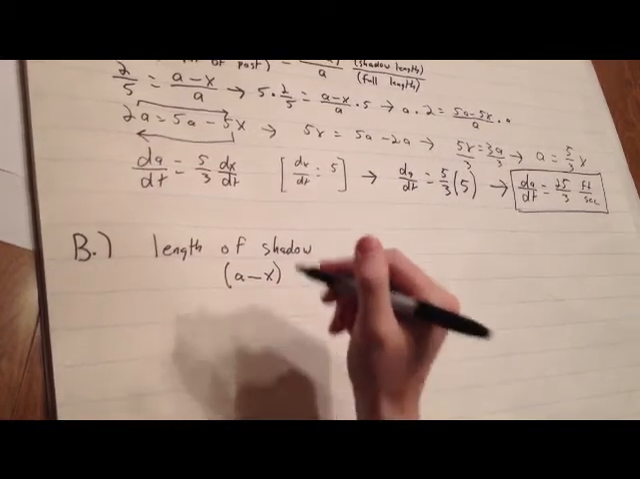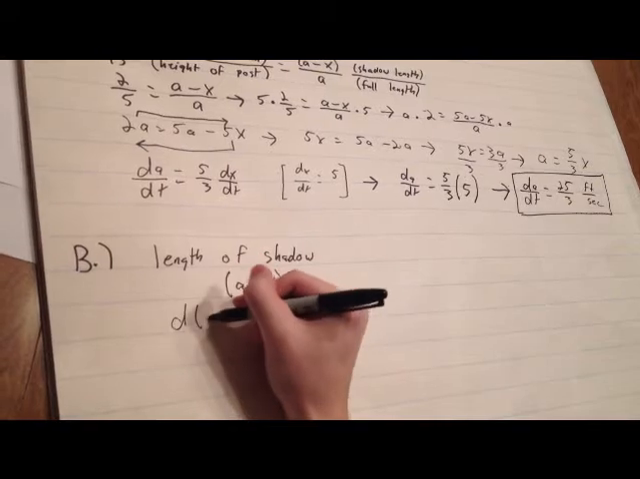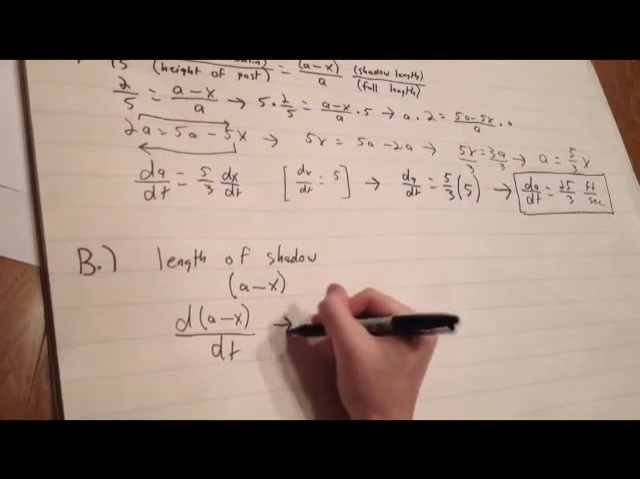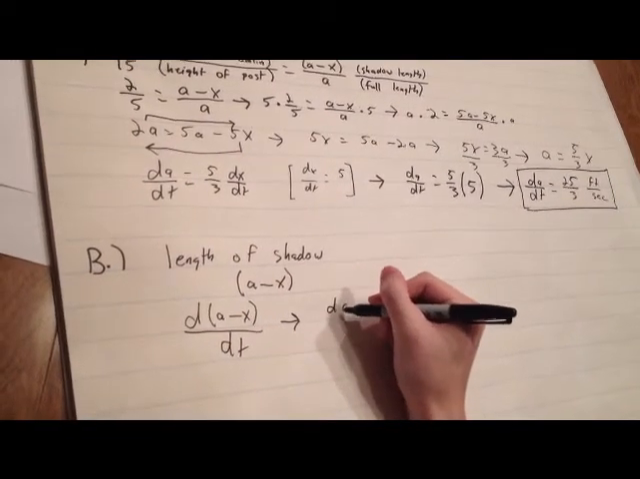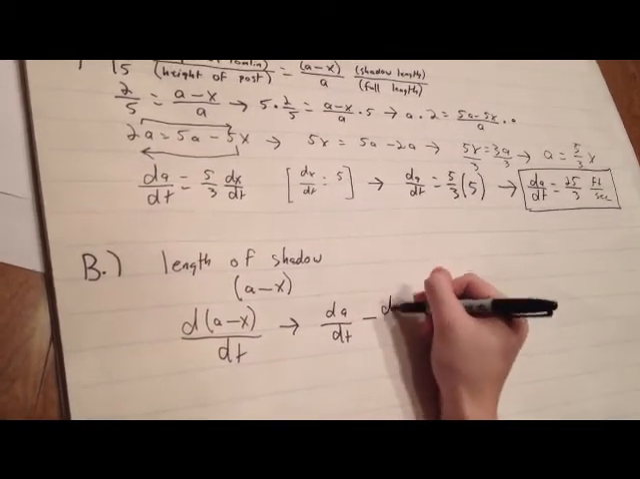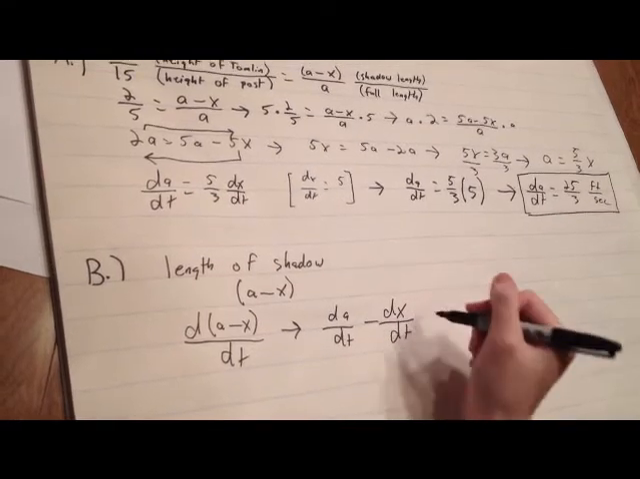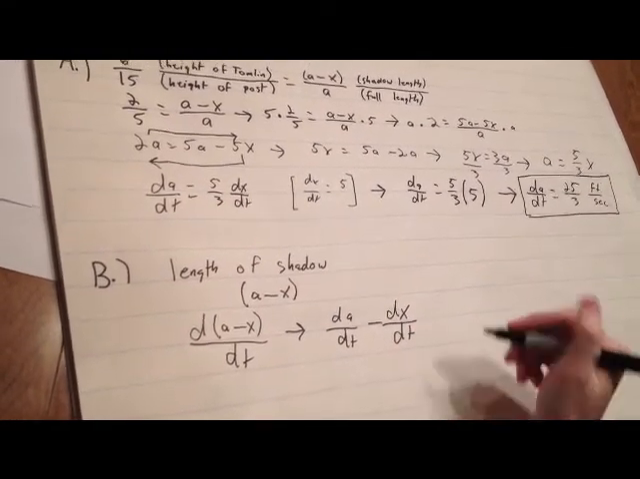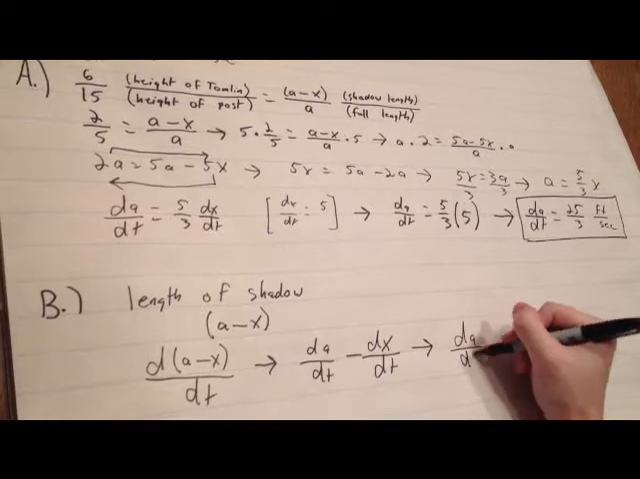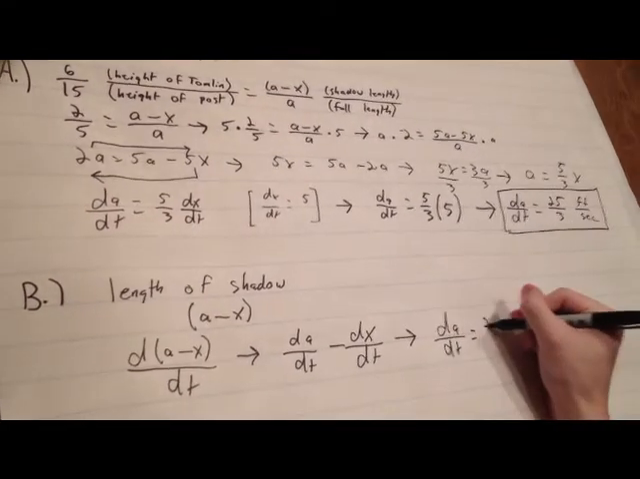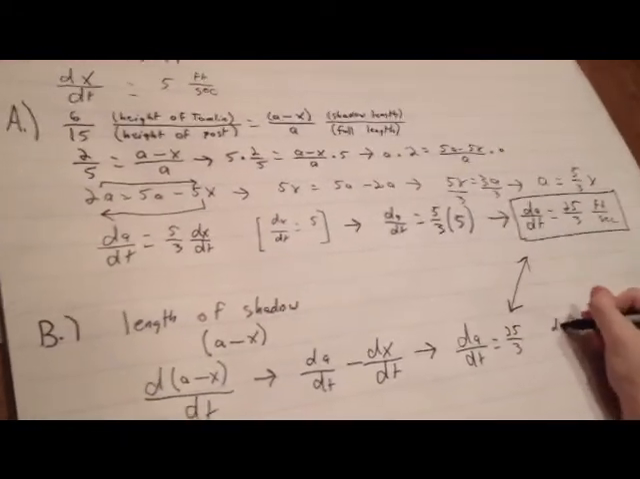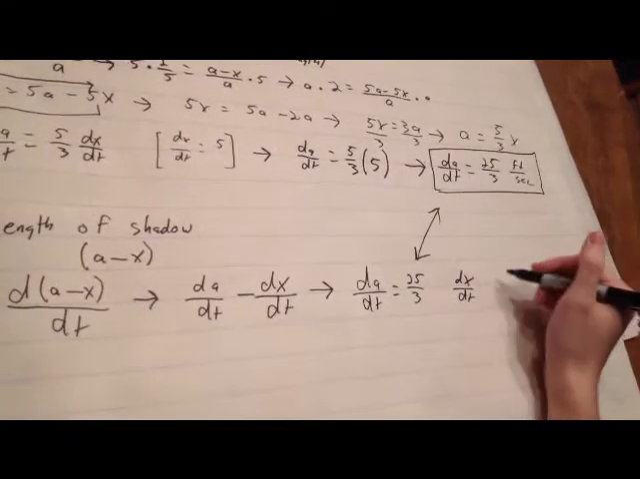So we need to differentiate this with respect to time, just like we did in the last one. d of (A minus X) over dt. You want to distribute the d on the top, so that equals dA over dt minus dx over dt. And now we know what both of these values are. In question A, we found that dA over dt is equal to 25 over 3 feet per second. And we know from the given problem that dx over dt is equal to 5 feet per second.